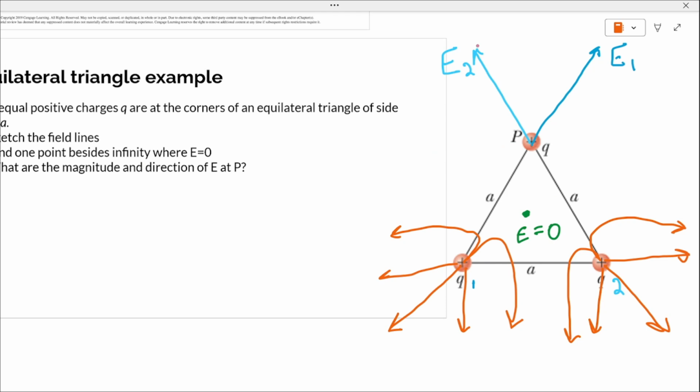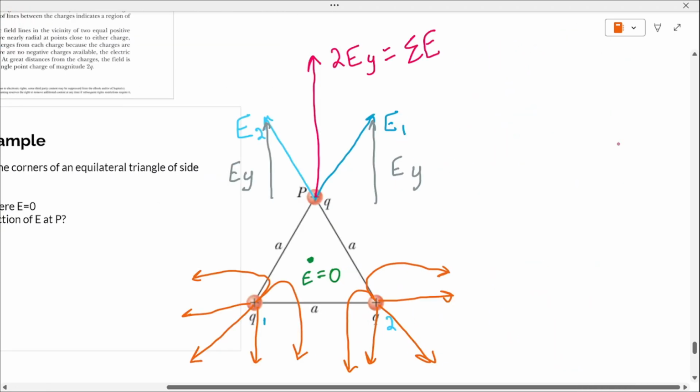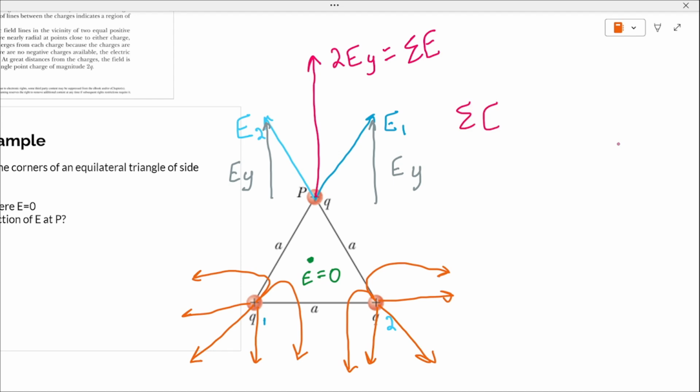So I can draw that. And I'm going to drop the numbered subscripts since they're equal in magnitude. We have EY, and the net electric field is going to be equal to the sum of these two vertical components. So the net electric field is equal to 2 times EY. The physics here is essentially done, and we're just going to finish solving our equations. So net electric field equals 2 EY, and now we have to find EY.